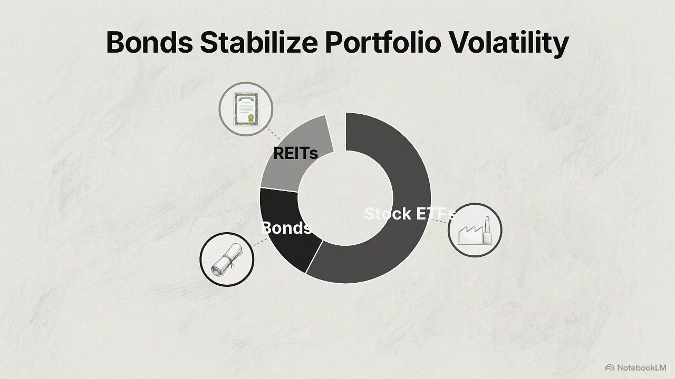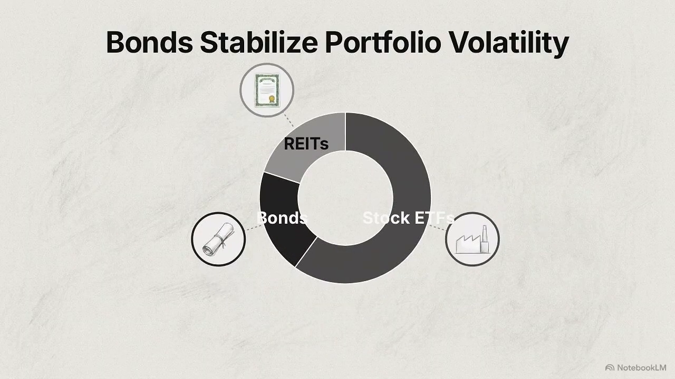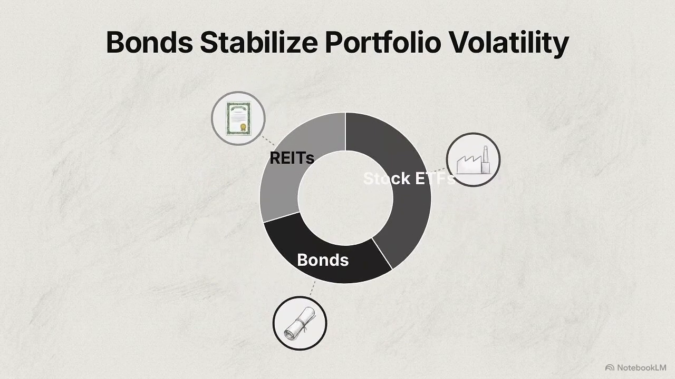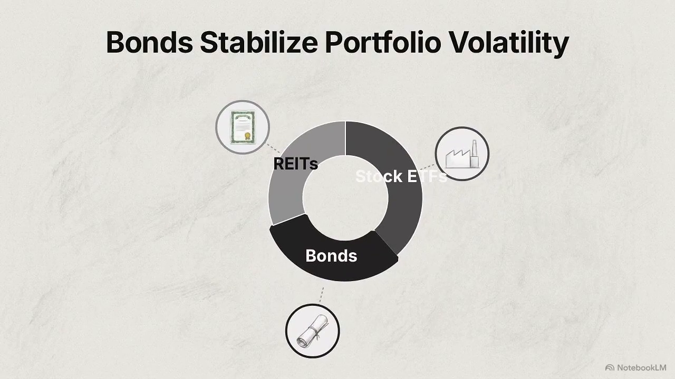This donut chart shows how professionals manage scale, splitting capital across stock ETFs, bonds, and REITs. It acts as a shock absorber. When a downturn shrinks the equity slice, the predictable income of bonds stabilizes the entire portfolio.